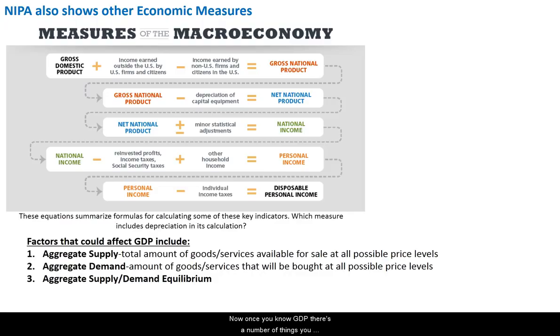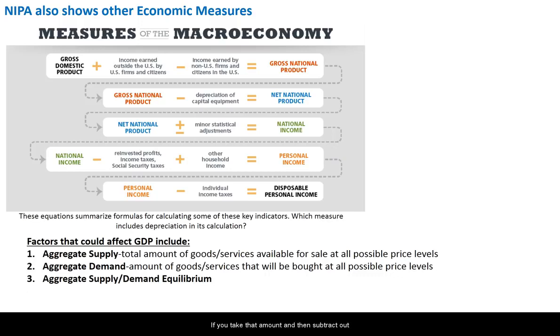Now, once you know GDP, there's a number of things you can actually calculate. And so if you take GDP and add income earned outside the U.S. by U.S. firms and citizens, so now we're including those U.S. companies overseas, and then subtract out any non-U.S. firms here in the U.S., that's what we're going to calculate what we call GNP, or gross national product.